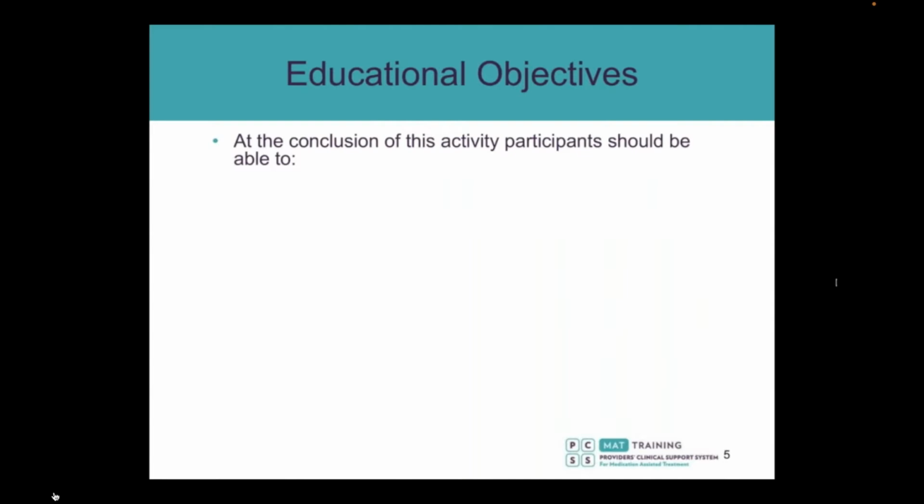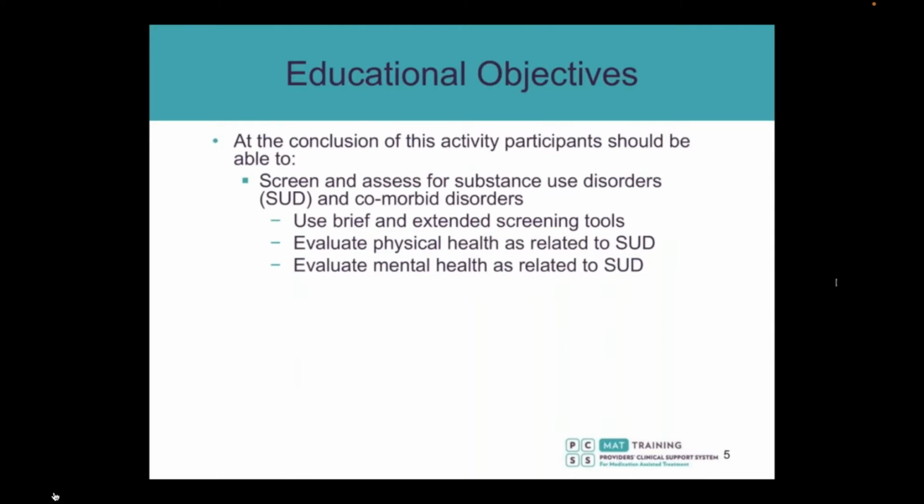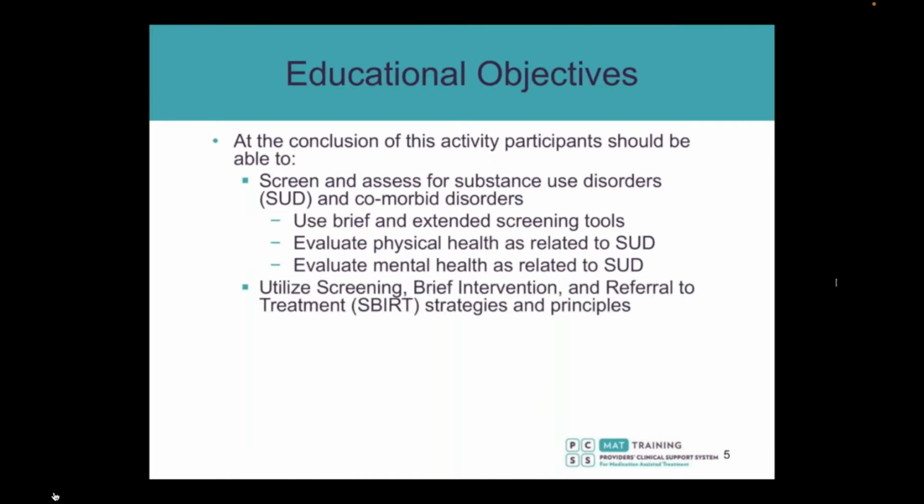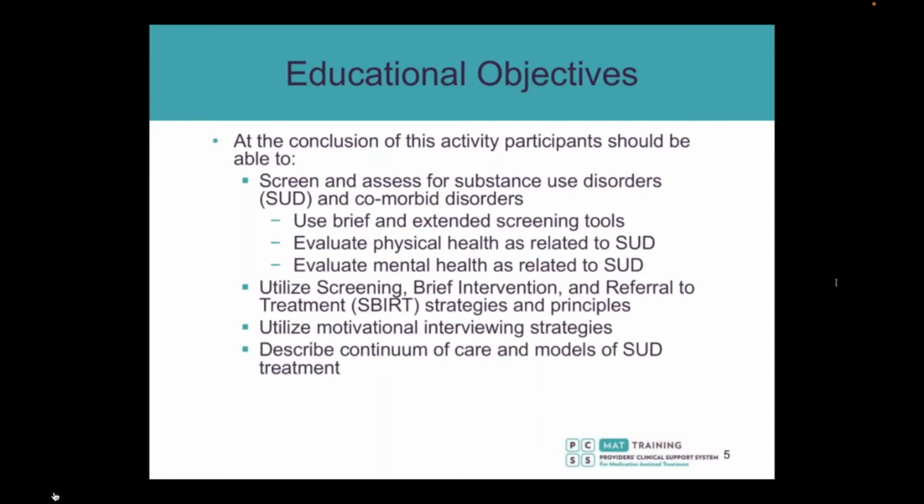The educational objectives are that by the end of this activity, participants should be able to screen and assess for substance use disorders and comorbid disorders. This would be done using brief and extended screening tools, evaluating for both physical health and mental health as related to substance use disorders. We'll be able to utilize screening, brief intervention, and referral to treatment, commonly referred to as SBIRT, strategies and principles. Utilize motivational interviewing strategies. Describe continuum of care models of SUD treatment.